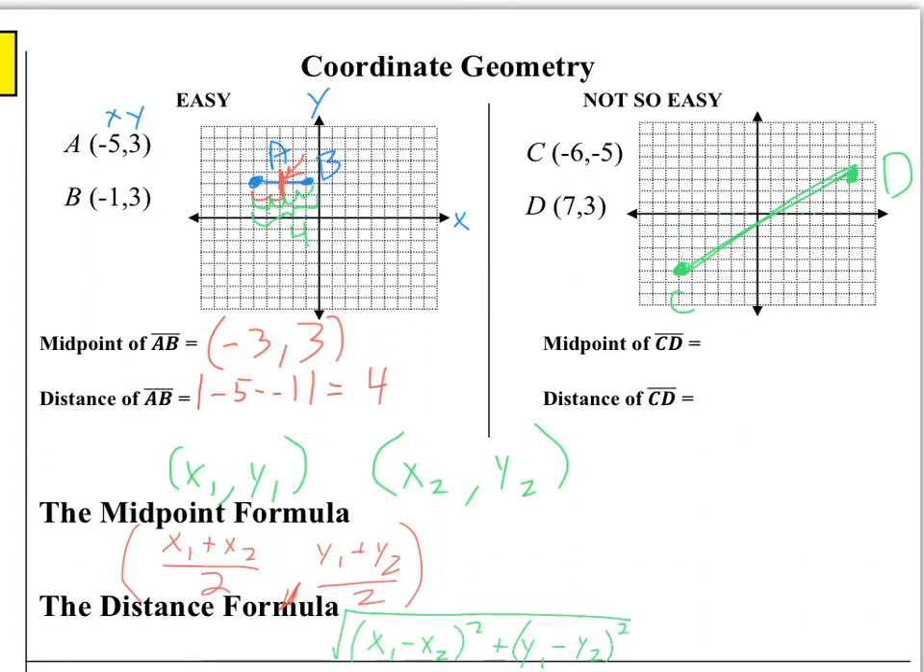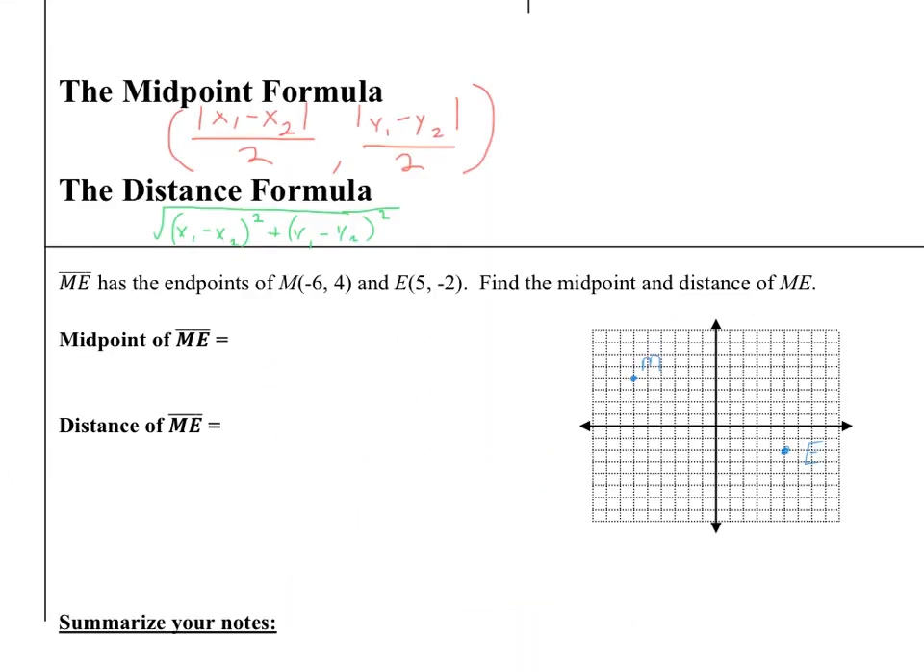Now we're going to take a look at how to actually work this out. Now I'm going to find the midpoint and the distance of segment ME. So we're going to call our M coordinates our 1's. So I'm going to have x1 is -6, y1 is going to be 4, and E is going to be my 2 coordinates, so x2, y2. So anywhere I see x1, I'm going to plug in -6. Anywhere I see x2, I'm going to use 5. And the same thing for the y's.